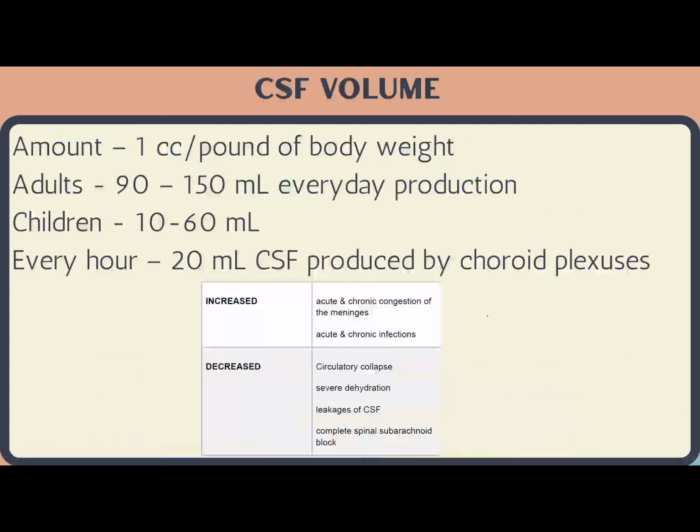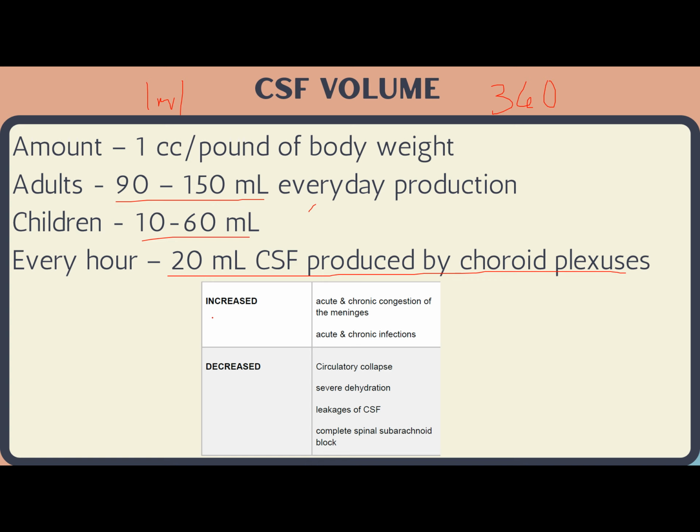Now, CSF volume, class. So the usual volume is 1 cc. 1 cc, class, is 1 ml. So in our body, let's say you're weighing around 360 pounds, you would have around 360 ml of CSF. Now, adults would usually produce 90 to 150 ml every day. Children would produce 10 to 60 ml every hour. 20 ml of CSF is produced by the choroid plexus.